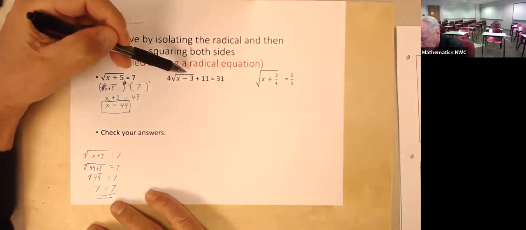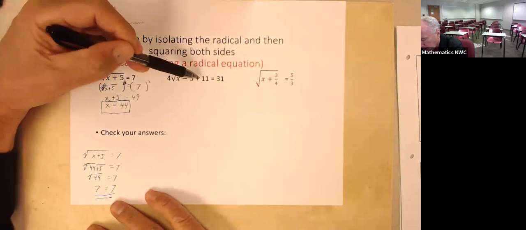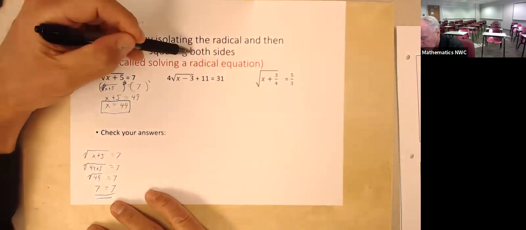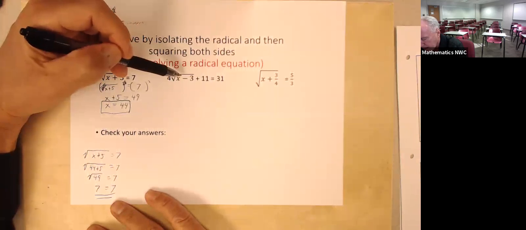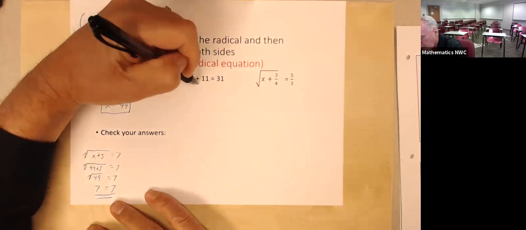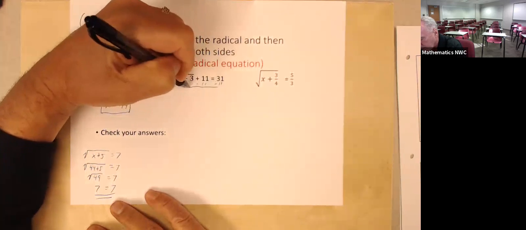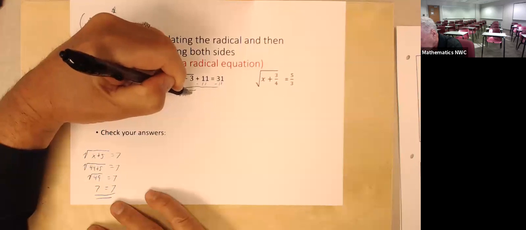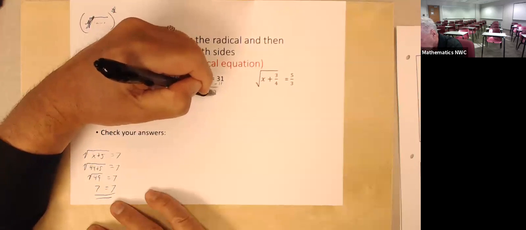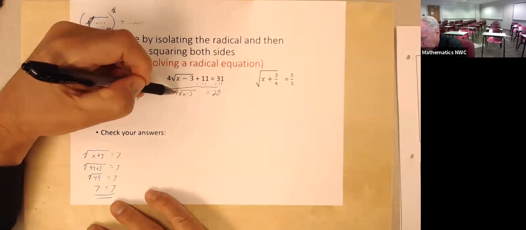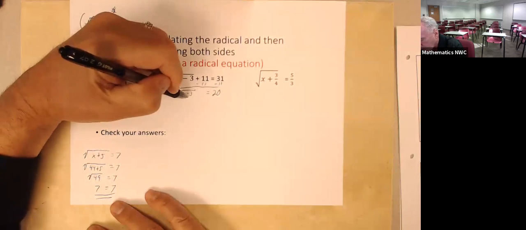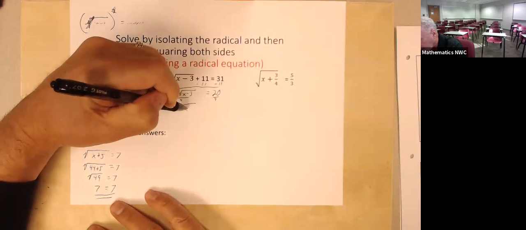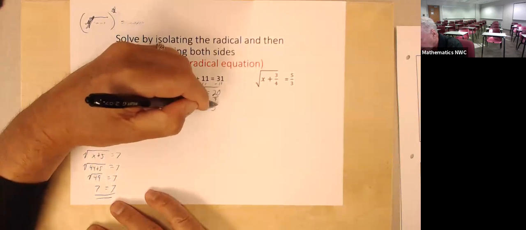This one here, I've got some other things that are connected to the radical. Before I square both sides, I need to try and isolate the radical if at all possible. So I begin by subtracting 11. That will leave me 4 times the radical. 31 minus 11 is 20. If 4 goes into 20, I should divide by 4, so I'm going to do that right now. 4's would cancel, and I got my radical isolated. And on this side, it's a 5.